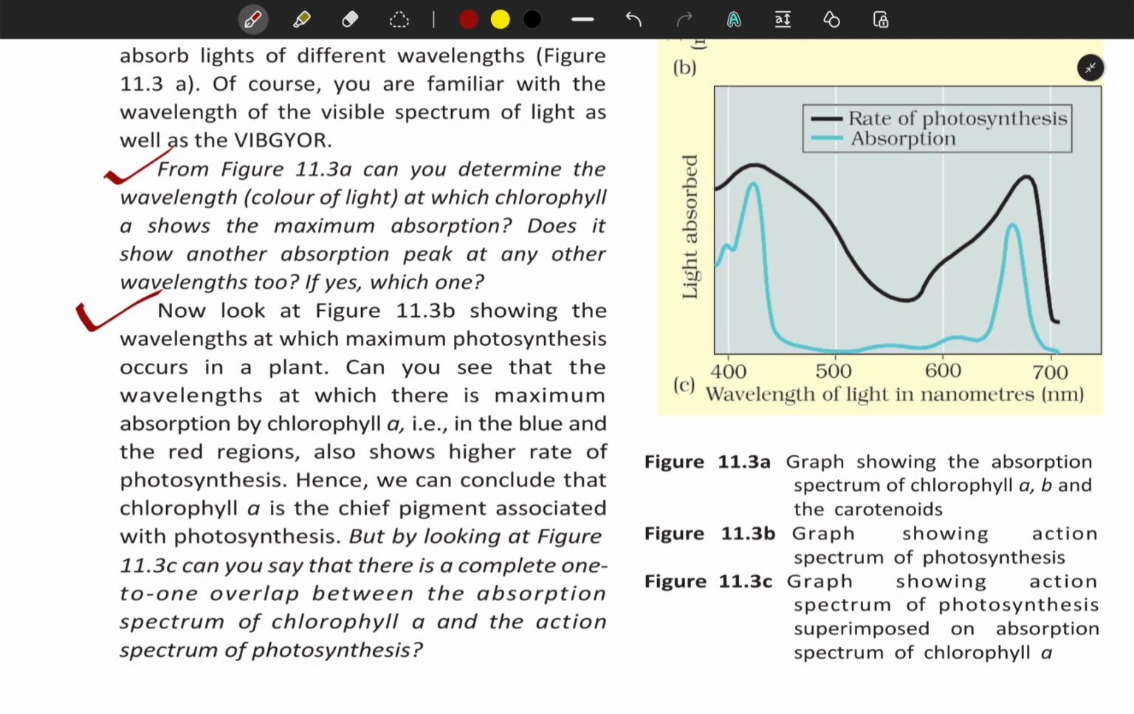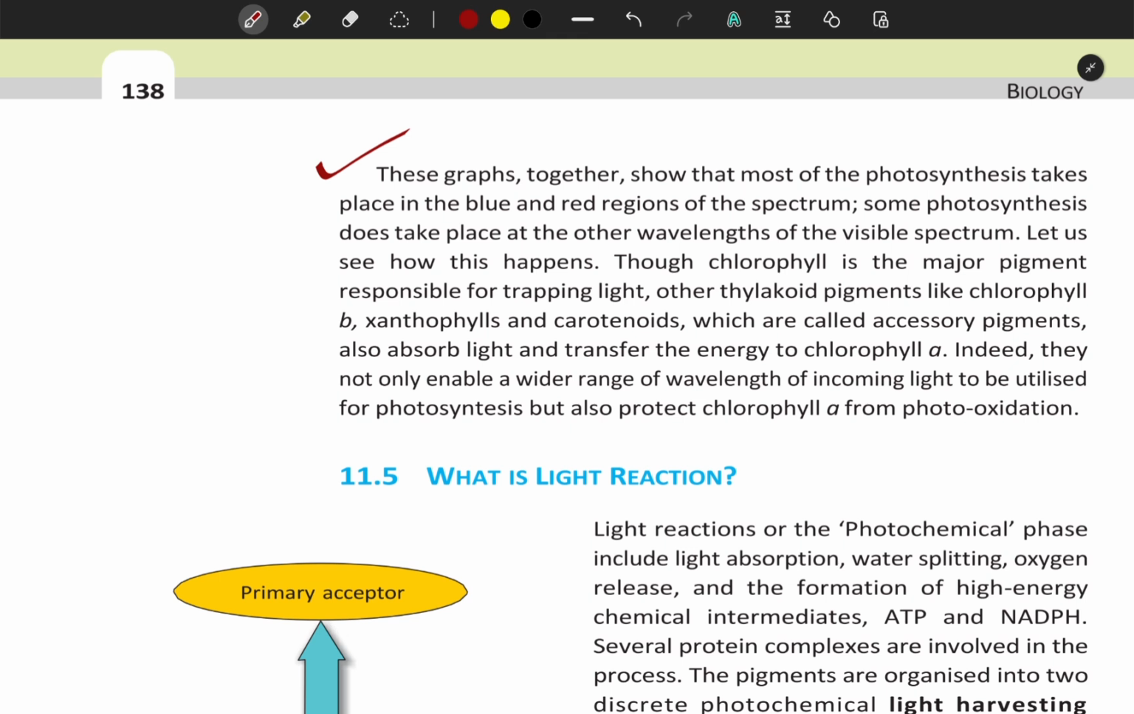But by looking at figure 11.3c, can you say that there is a complete one-to-one overlap between the absorption spectrum of chlorophyll a and the action spectrum of photosynthesis? These graphs together show that most of the photosynthesis takes place in the blue and red regions of the spectrum. Some photosynthesis does take place at the other wavelengths of the visible spectrum. Let us see how this happens.